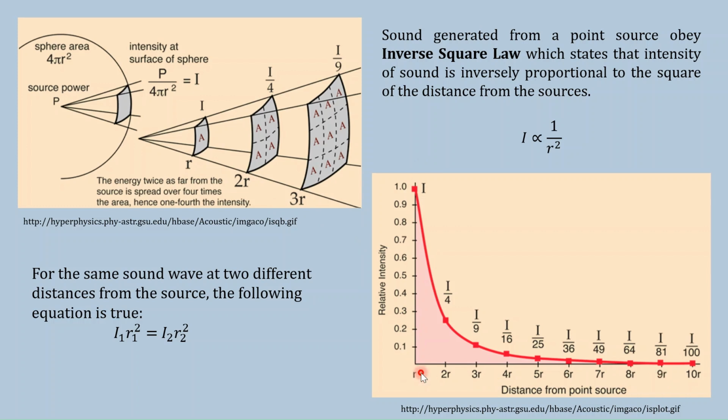Here we can see the relative intensity and the distance from the point source. So at the distance of r, we have the value of intensity as I. But जैसे जैसे distance हमारा increase हो रहा है, we can see here it is I by 4, I by 9, I by 16, 25, 36, I by 49, I by 64.